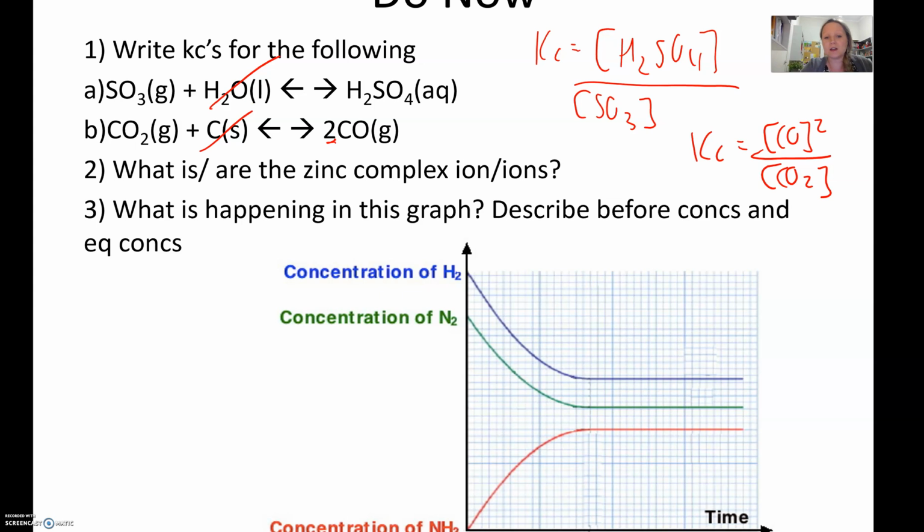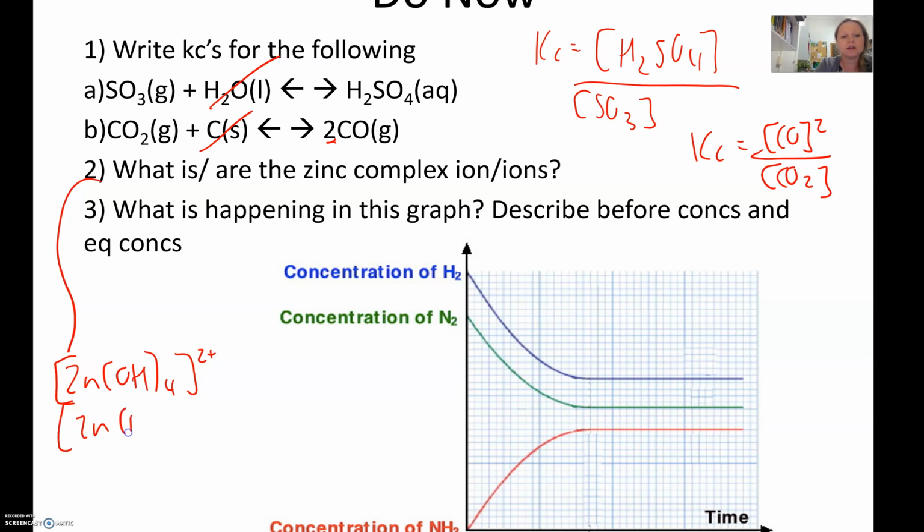What are the zinc complex ions? Okay, so the zinc complex ions are going to be... oops, that should be 2 minus. Perfect. Oh, sorry. And what's happening in this graph?